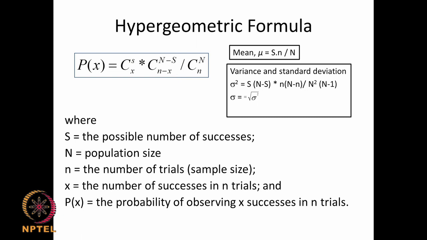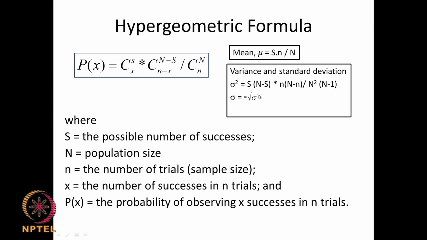So you understand that capital N, the population, although we call it population, has a finite size, unlike the normal distribution where the population is very large. Here the mean mu is given by S times n divided by capital N. S is the possible number of successes, small n is the number of trials, and capital N is the population. So n by N is some sort of a ratio, and that gives you the mean, very logical to think about.